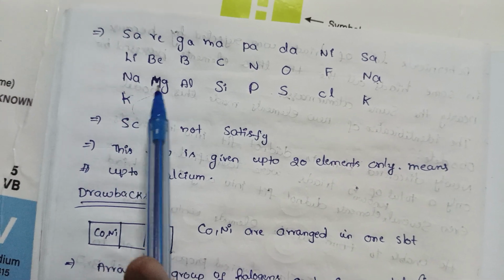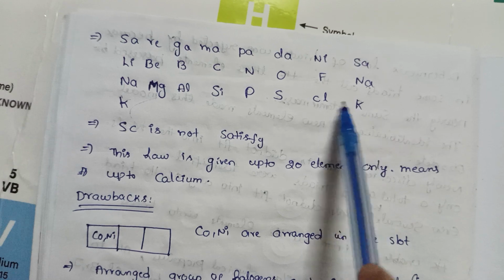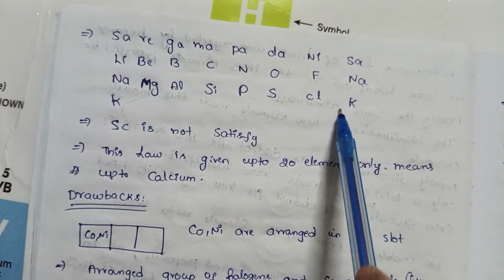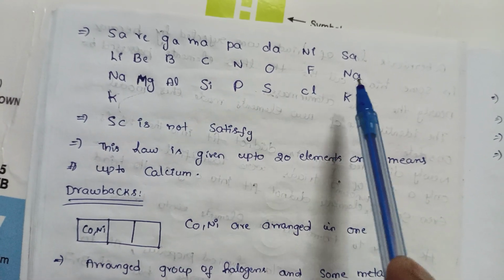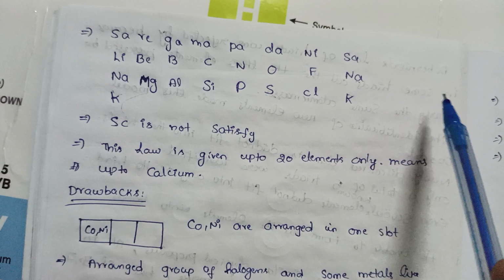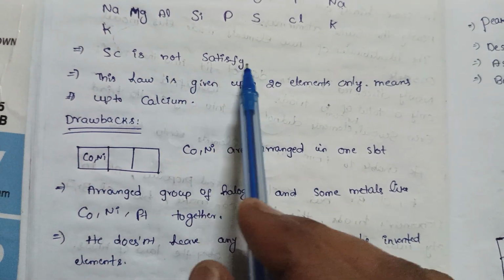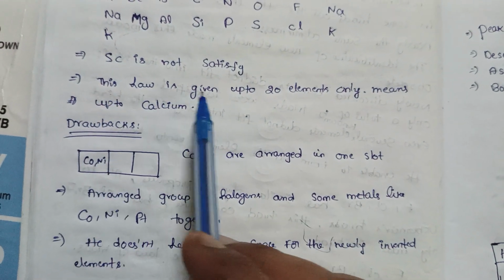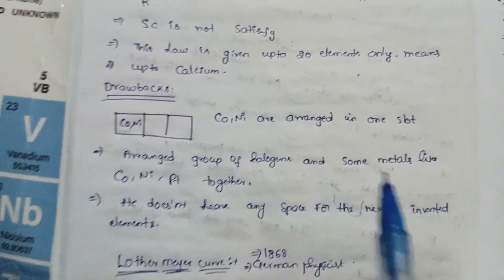Again, Sa, Re, Ga, Ma, Pa, Da, Ni, Sa. Potassium resembles the properties of sodium. Again, he arranged it in the same group. Like that, he arranged the elements in the periodic table with increasing order of atomic weights. Scandium is not satisfying the rule of octaves. This law is given up to only 20 elements, meaning up to calcium.